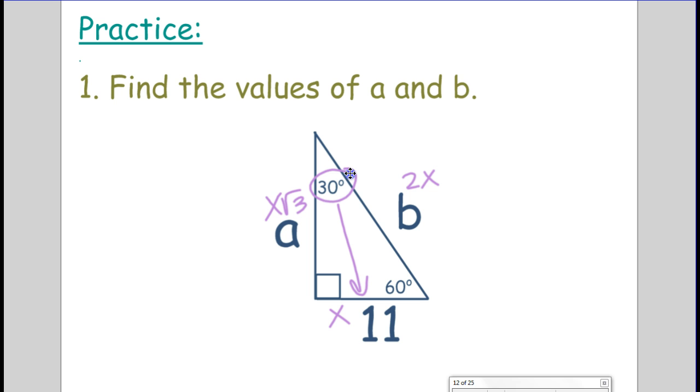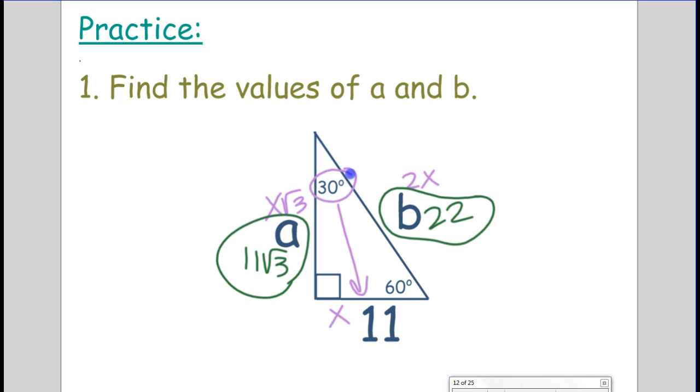In this example, what is x? 11. So then you just follow the rules. X is 11. This one says x root 3, so what would we write? 11 root 3. We've now found a without really doing any math at all. And this one says double x. 2 times 11 is 22. We've now found all sides of the triangle, and we didn't have to do the Pythagorean theorem. 11 root 3, 22.